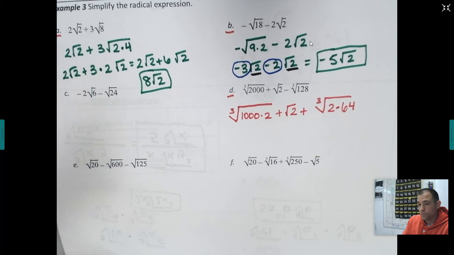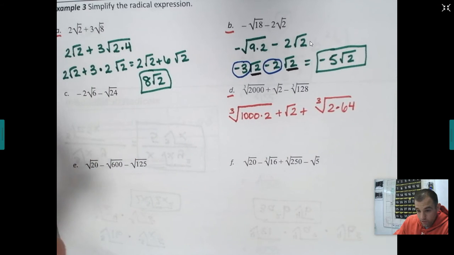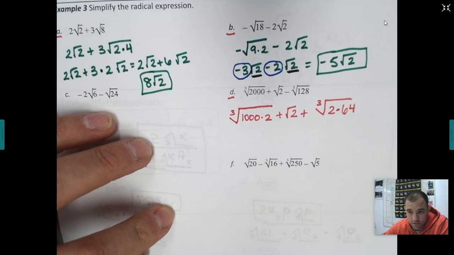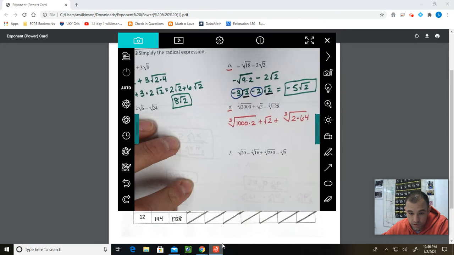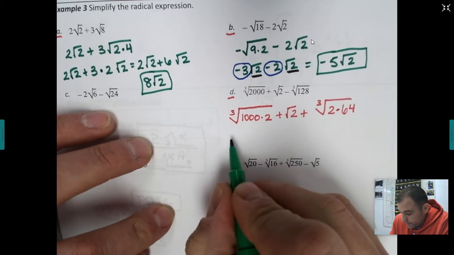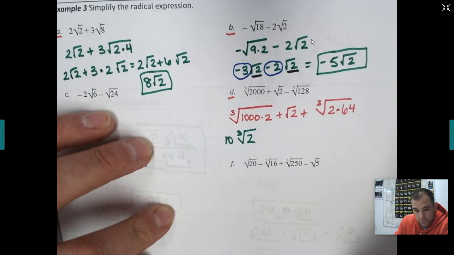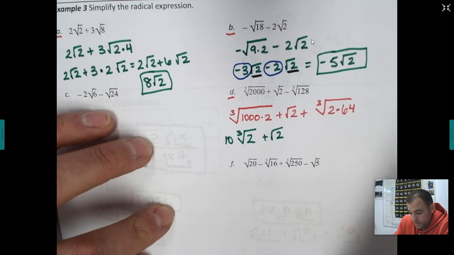So now I've split it up, but now I need to simplify. So this is where either your power card or Desmos will be handy. All right, so the cube root of 1,000, here's the cube root, here's 1,000, the answer is 10. The cube root of 1,000 is 10. So that means I'm going to pull out a 10. So 10 cube root of 2, the 2 stays right where it's at. I can't change this one, right? The square root of 2 just stays the same.